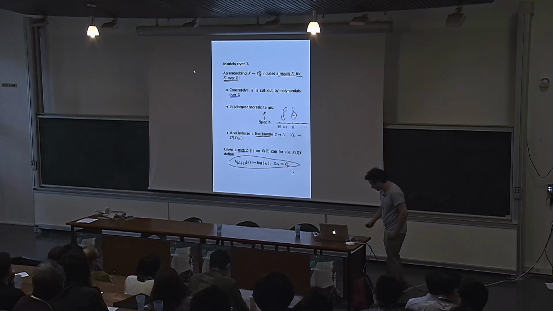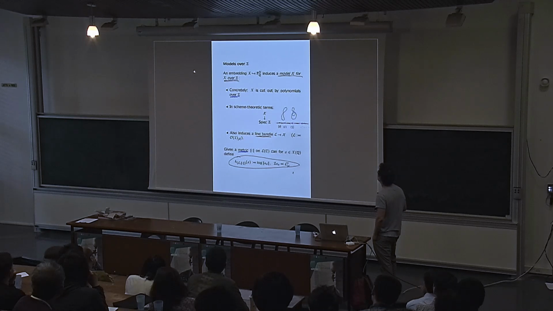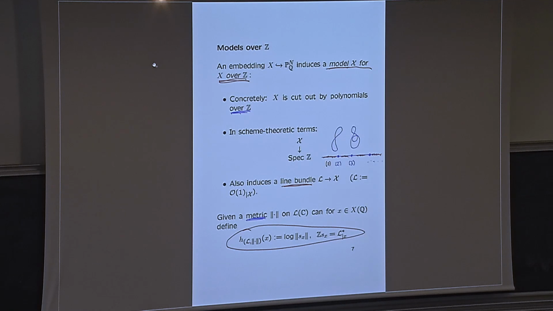I guess most of you know what I'm talking about, and if you don't know, you probably won't learn it here. But there's a picture you can have in mind, which I think is very helpful. So once we have that it's cut out by some polynomial with integer coefficients, in scheme theoretic terms, that actually gives us a whole family of curves. I mean, we started with a curve over Q, I embed it, I have integer coefficients, and that will actually give me a whole family of curves.